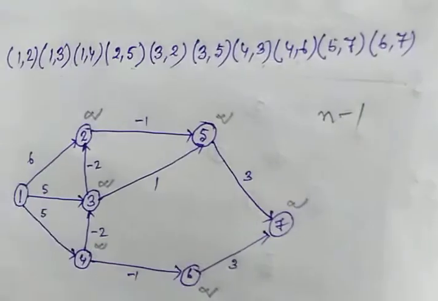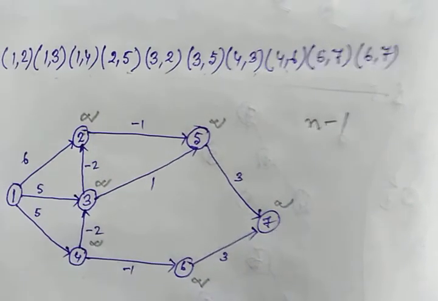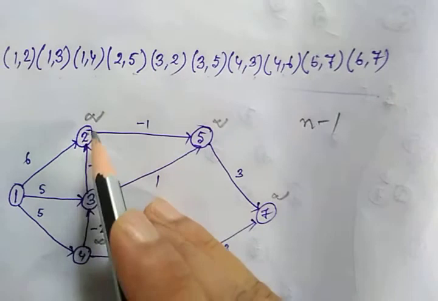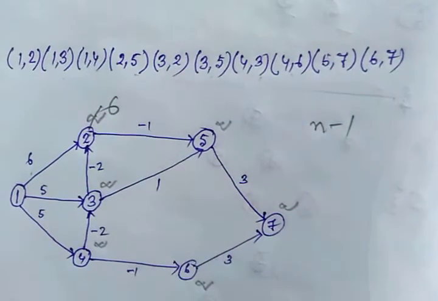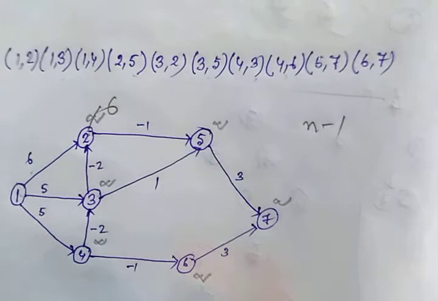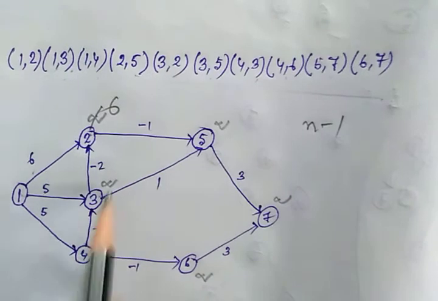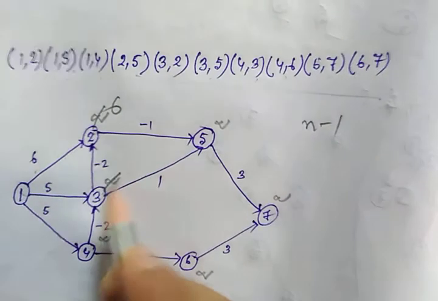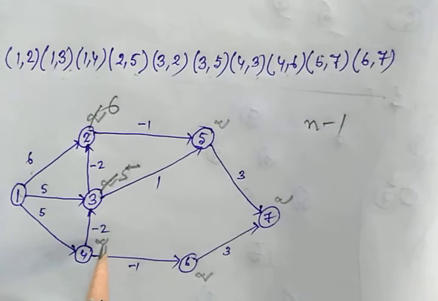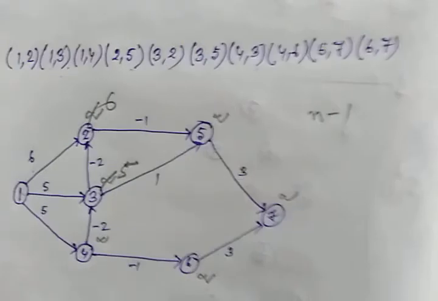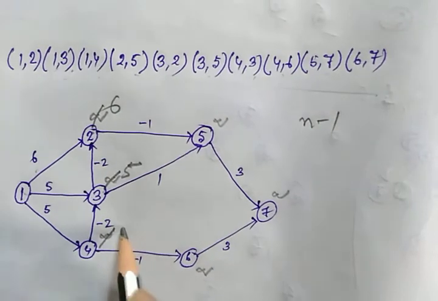First I am traversing 1 to 2. Here it is infinity, and the weight of 1 to 2 is 6. So 6 is lesser than infinity, so I cut that and put 6. Now 1 to 3: it is infinity and the weight is 5, so it is 5. Next is 1 to 4: previously it was infinity, and now it is 5, so we put it in this way.